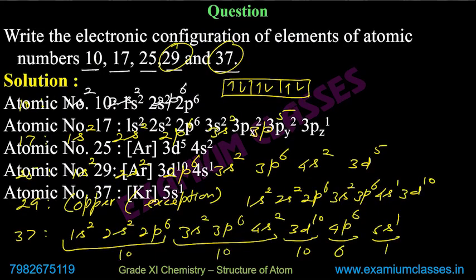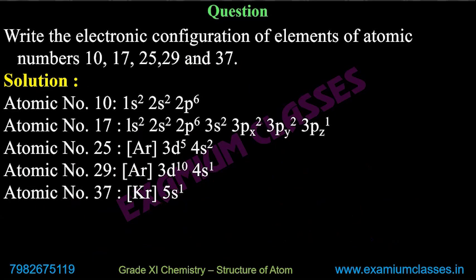Now there is another way to write this. Sometimes if this part is very large, then you replace some part by noble gas configuration. So for example, 18 electrons you will replace by argon, 36 electrons you will replace by krypton. This is the atomic number of argon, 18, so 18 electrons are there. In krypton, there are 36 electrons.